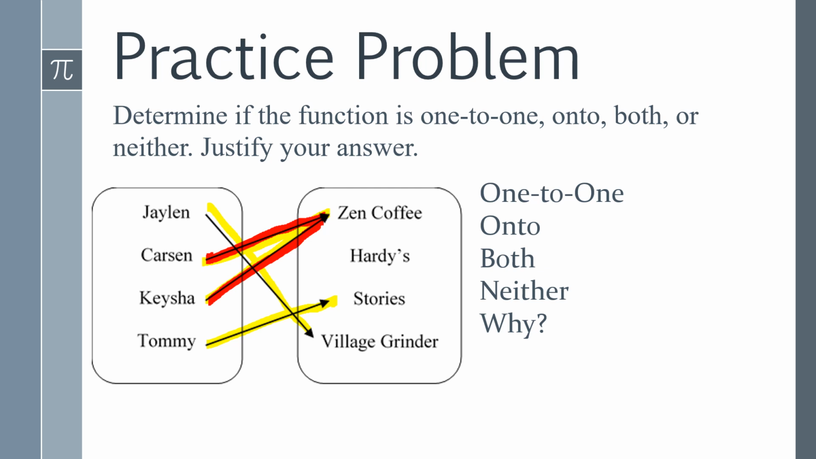So this would be onto, right? And this is because 2 domain values go to 1 range value.